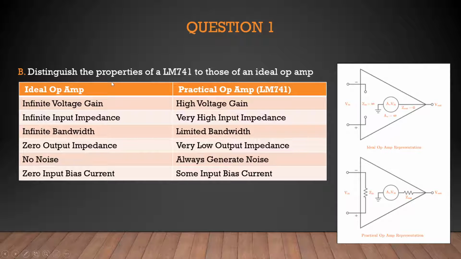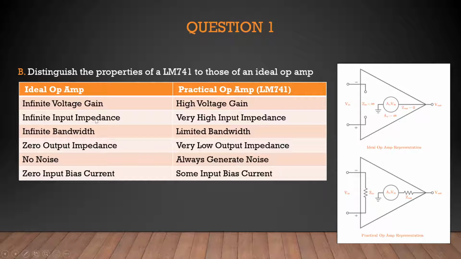Next, distinguish the properties of an LM741 from an ideal op-amp. The LM741 is a practical operational amplifier. This is the difference between an ideal and a practical operational amplifier. An ideal operational amplifier will have infinite voltage gain, but a practical one can only achieve a high voltage gain, around 1 million. A practical operational amplifier cannot have the same value as an ideal one.